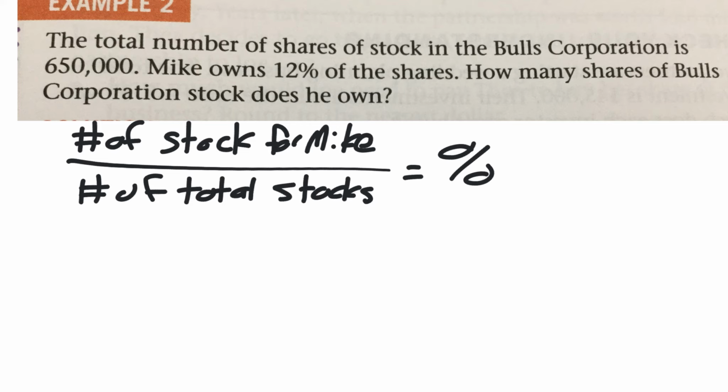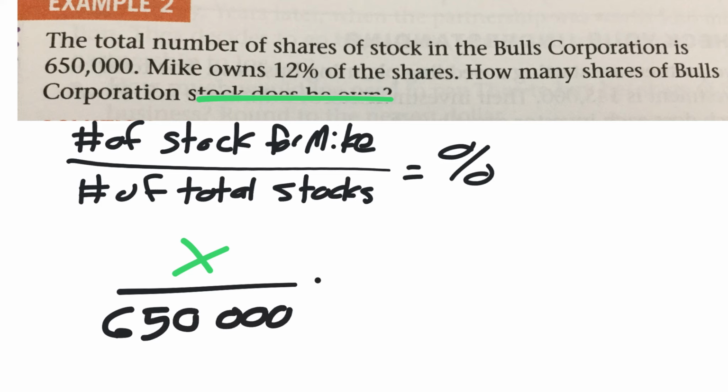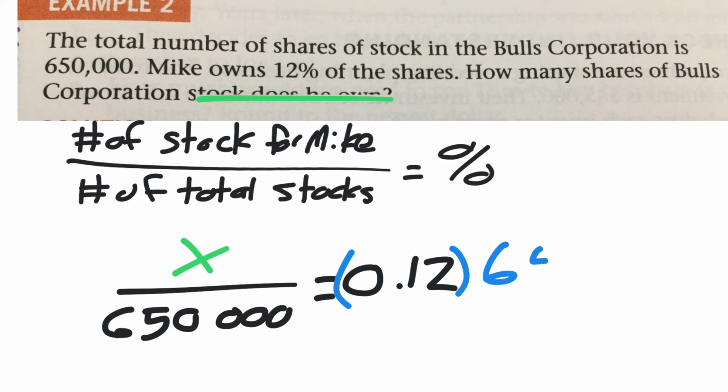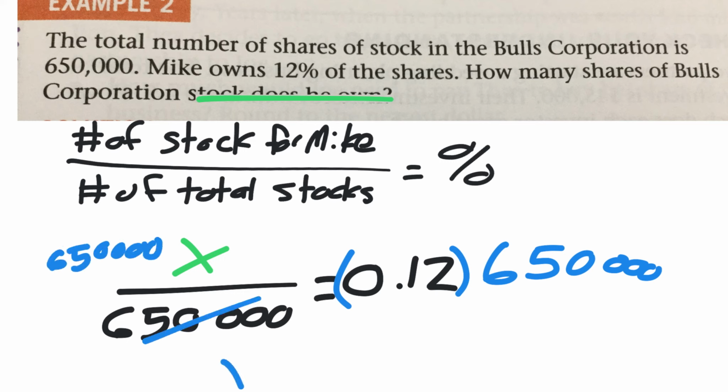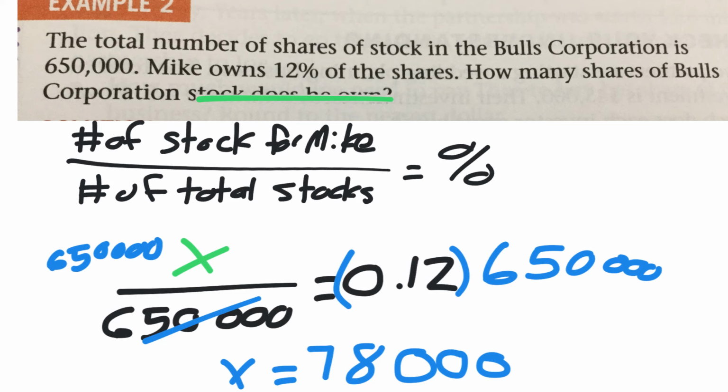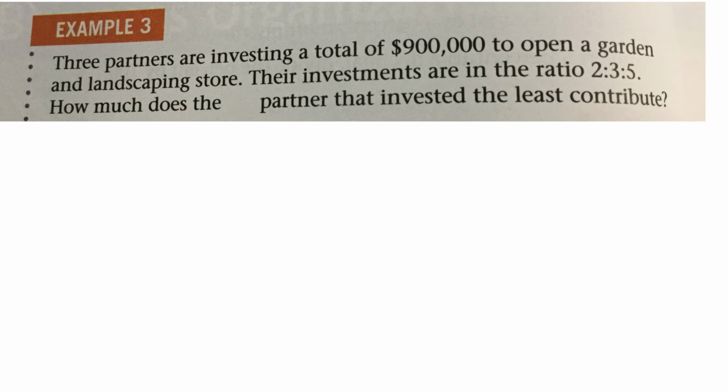So when I set this up, how many stocks does Mike own? We don't know. That is what we are looking for. So we'll let that be a variable for our unknown. Call it X. Over. What are the total number of stocks in the corporation? 650,000. And that's going to be equal to the percent that Mike owns, which we know is 12%, making that a decimal as 0.12. Now, I want to get X by itself. X is being divided by 650,000. So I'm going to multiply by 650,000 on both sides. And so that tells me, when I multiply by 650,000 over here, that goes to 1. That tells me X is going to be equal to 78,000.